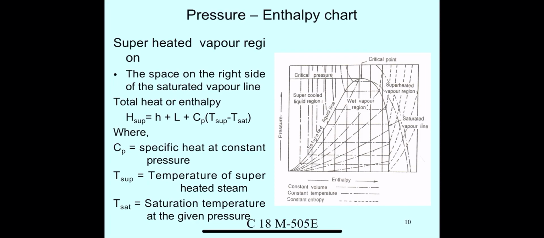So we consider x as the dryness fraction, but here it is completely in the vapor region, so we have the superheated region. That's why we consider it in terms of h plus L plus Cp times (T superheated minus T saturated). Okay, next one is the temperature entropy chart.